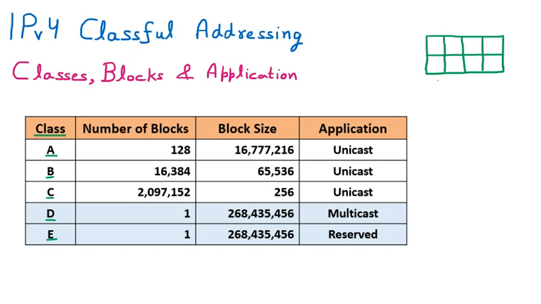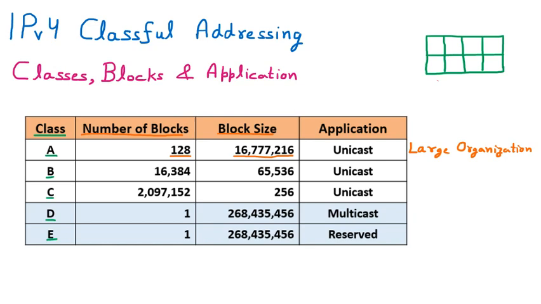Similarly, the space is with us. How we divide the space depends. So we are understanding from this table the number of blocks and the block size. You can see that the number of blocks is less, so the block size is more. In class A, we have a smaller number of blocks, but the size is more. That means if you are a very large organization, then you need a big block size. So we can say that class A is used for large organizations.